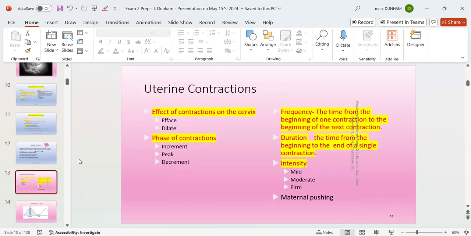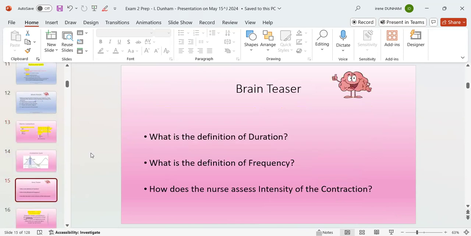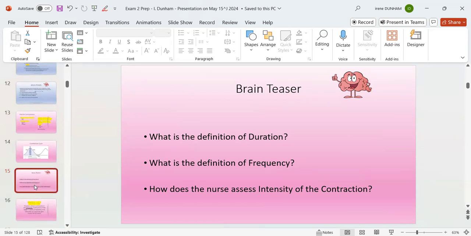Yes. Good. Because that's where a lot of students miss out on test questions. So here I had the definition of duration and frequency, so you all know it. And how does the nurse assess intensity of the contraction? We talked about that already.